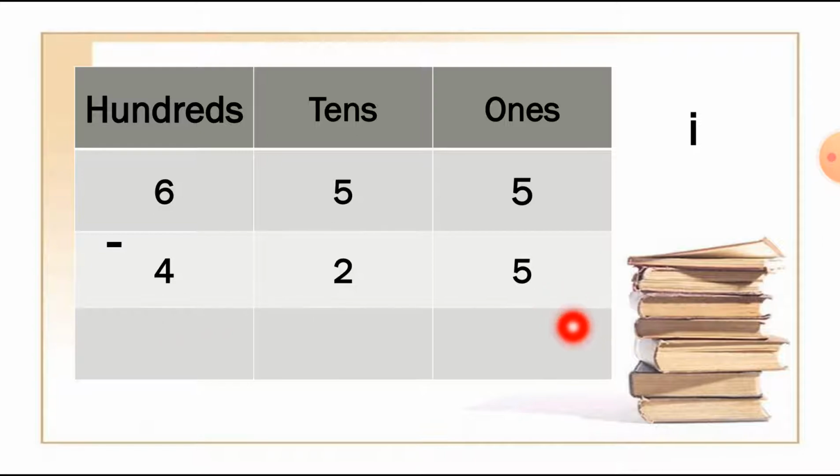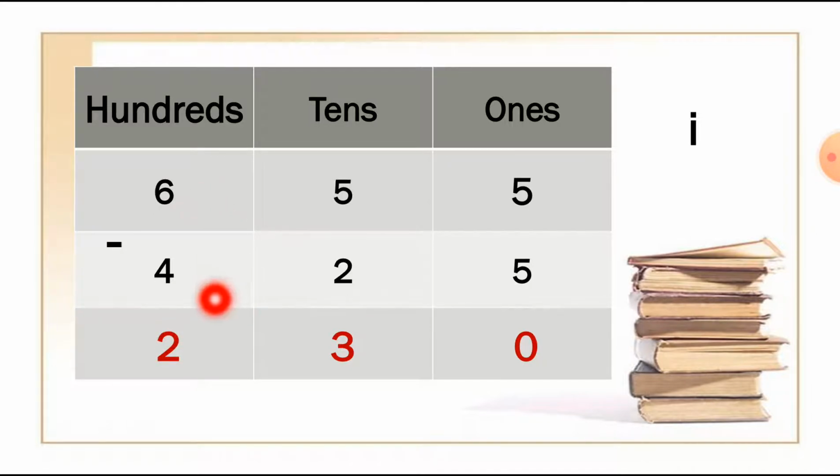So students, let's start subtracting with the ones column, which is 5 minus 5. Here is the equal number. Whenever you subtract the equal number, you will get the answer 0. 5 minus 5 is equal to 0. Now let's move to the tens column. Here is the tens column, 5 minus 2. 5 minus 2 is equal to 3.